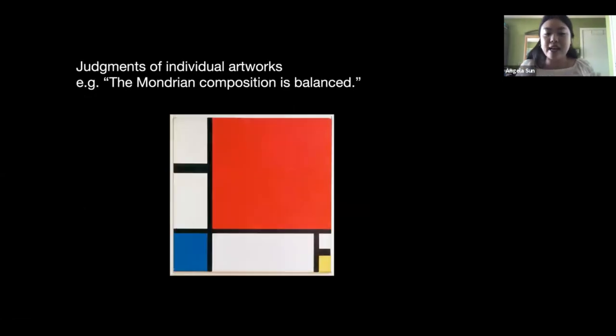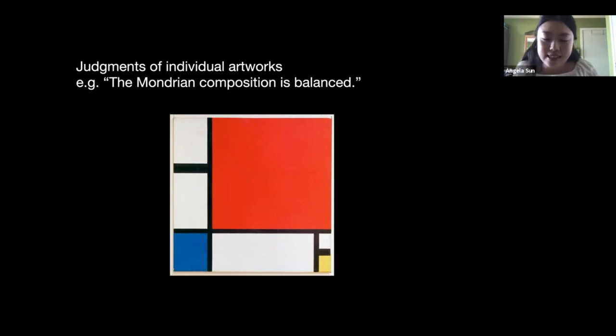In order to understand what I have in mind by a comparative aesthetic judgment, it'll be useful to first think more about more typical aesthetic judgments and the kind of justification these judgments require. So paradigmatic aesthetic judgments take an individual artwork as their object. For instance, we might say of a Mondrian de Stijl painting with its characteristic black grid and patches of primary colors that it is balanced.